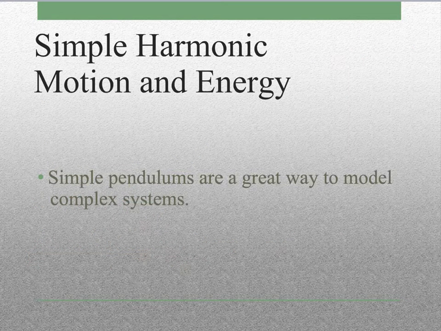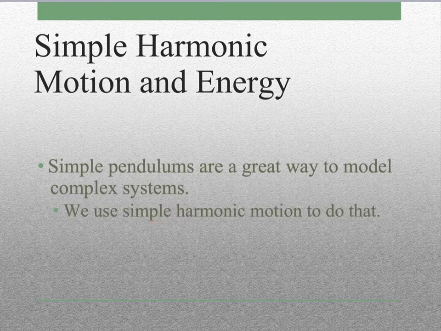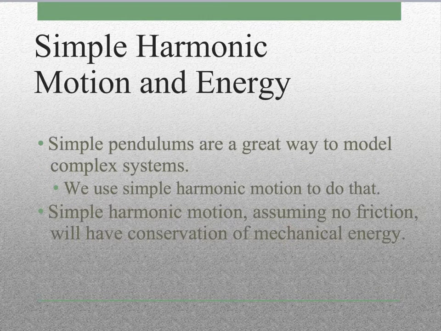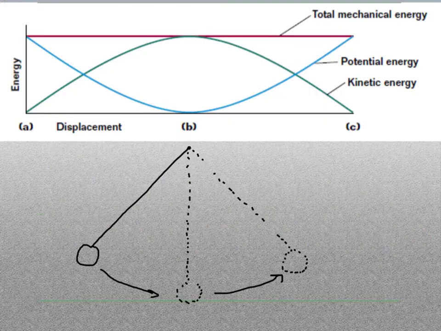So simple pendulums are really a great way for us to model complex systems. We use simple harmonic motion to do that because our pendulum can act like simple harmonic motion for angles less than 15 degrees. And assuming no friction, it means that with our simple pendulum, we will have conservation of mechanical energy. And this is one of the things that really makes this a useful tool.